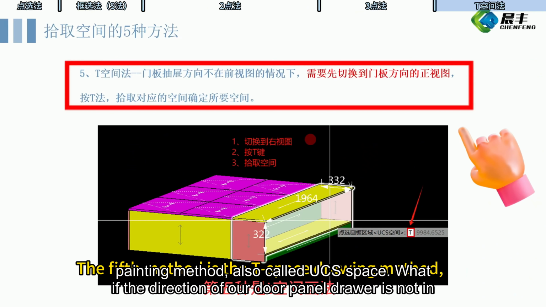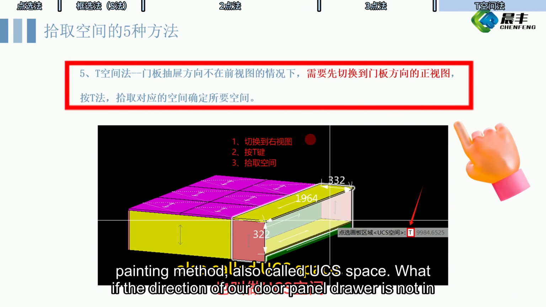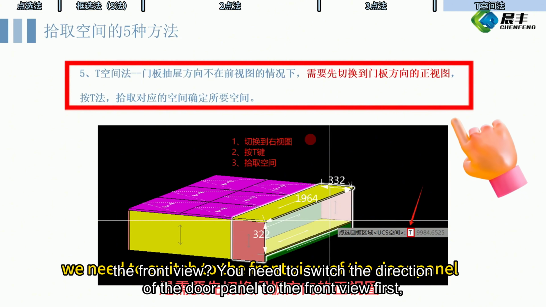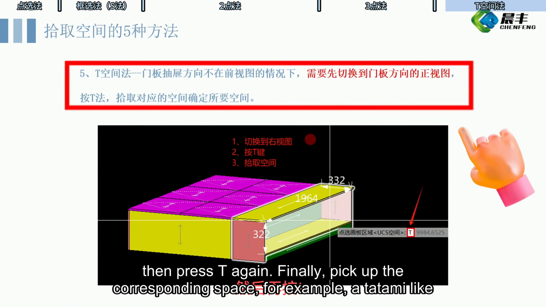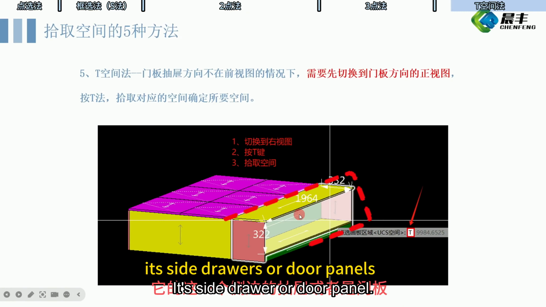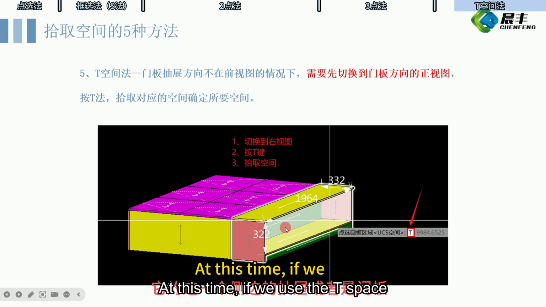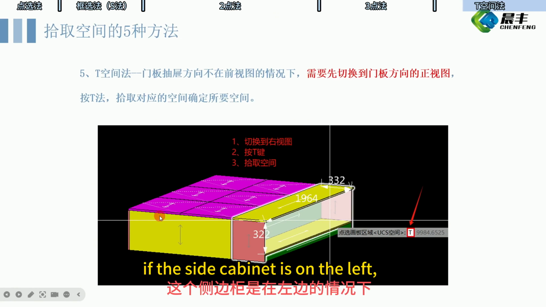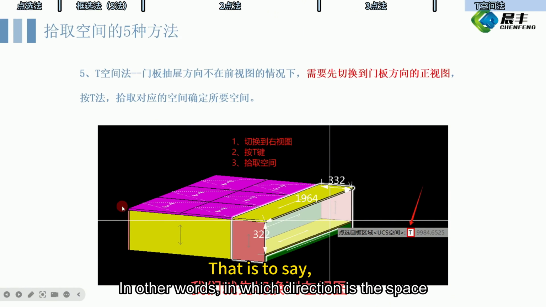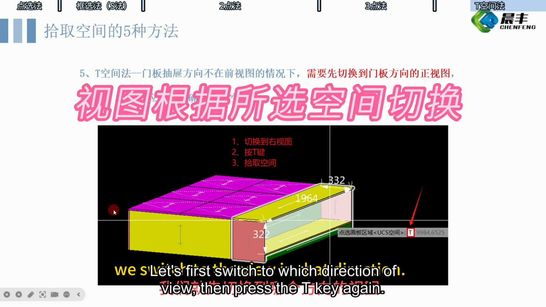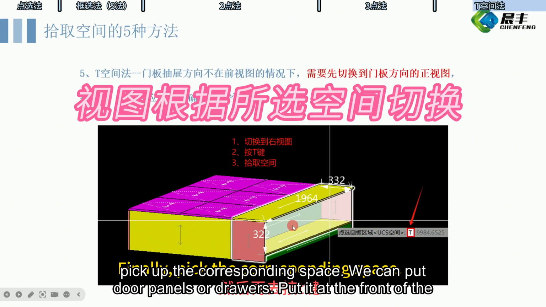The fifth method is the T-space painting method, also called UCS space. What if the direction of our door panel drawer is not in the front view? You need to switch the direction of the door panel to the front view first, then press T, and finally pick up the corresponding space. For example, a tatami like ours. Its side drawer or door panel is on the right. At this time, if we use the T-space drawing method, we need to switch the view to the right view first. What if the side cabinet is on the left? Let's switch to the left view first. In other words, in which direction is the space we choose? Let's first switch to that direction of view, then press the T key again. Finally, pick up the corresponding space.